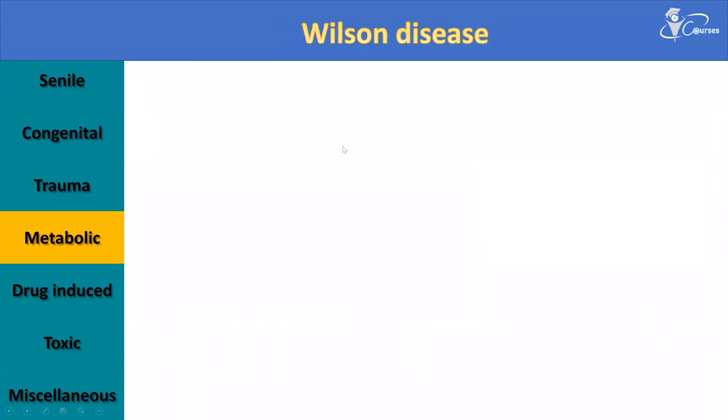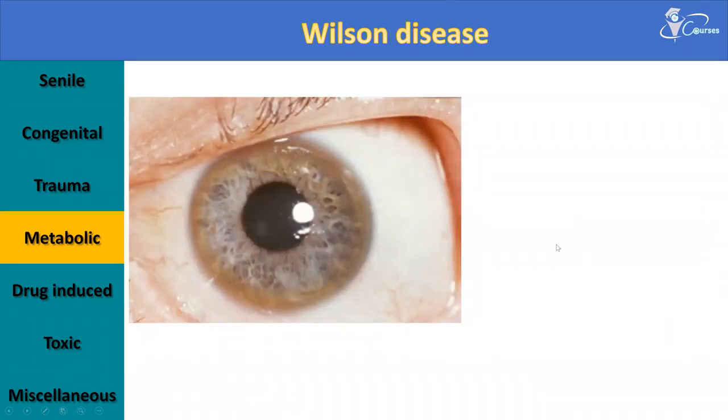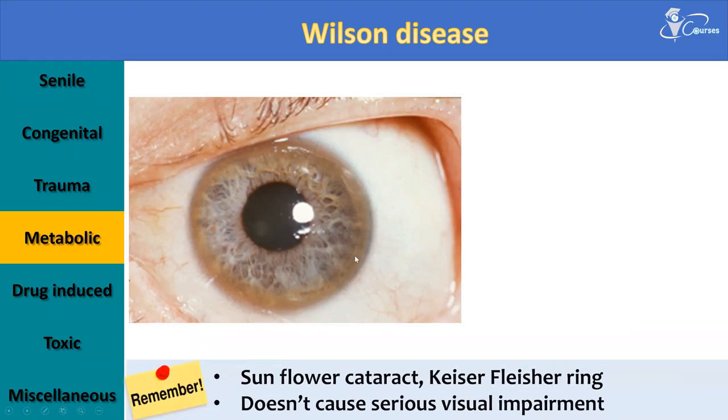Another kind of metabolic cataract is in Wilson disease. Wilson disease, also called hepatolenticular degeneration, is autosomal recessive. It is an abnormality with copper deposition. You remember I told you yesterday about the ring called the Kaiser-Fleischer ring. It is copper deposition within Descemet's membrane present in Wilson disease. So copper deposition occurs in different parts of the body: in the basal ganglia in the brain, in the liver, and also in the eye.